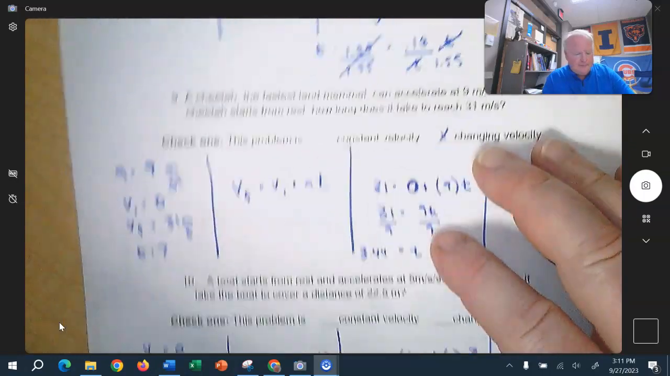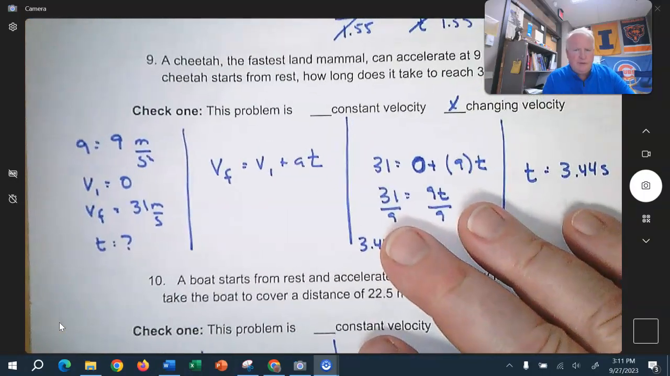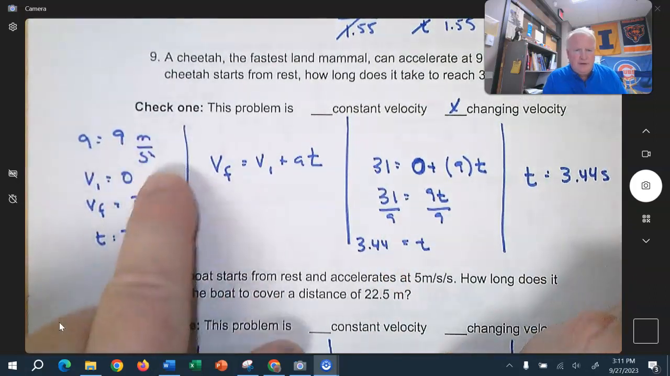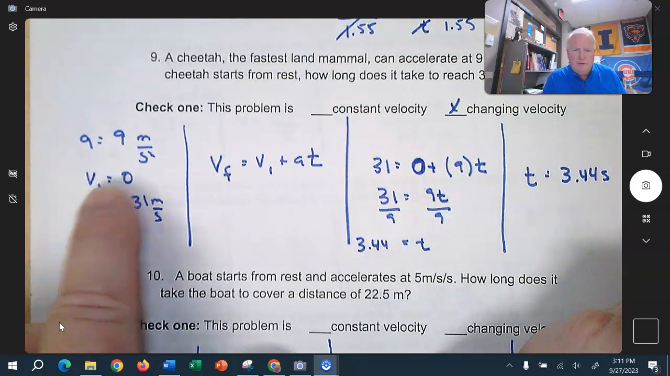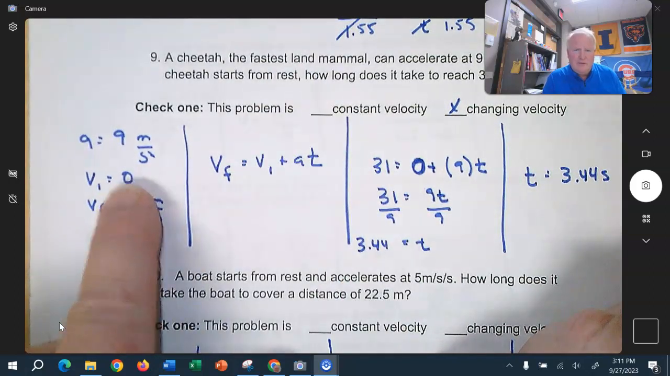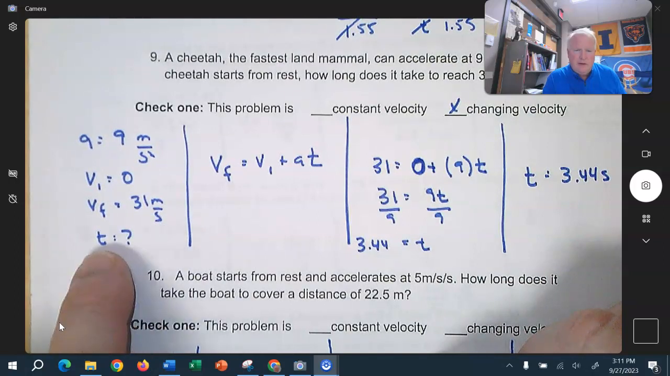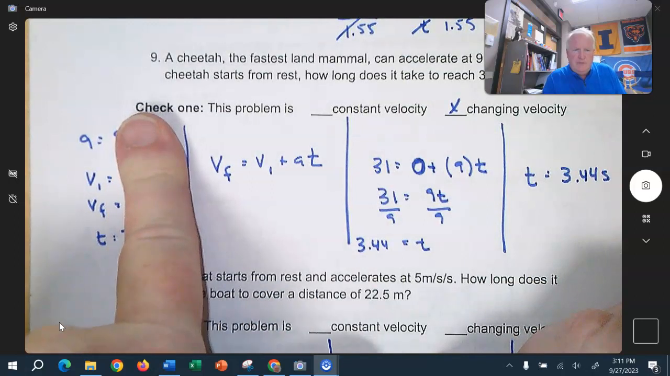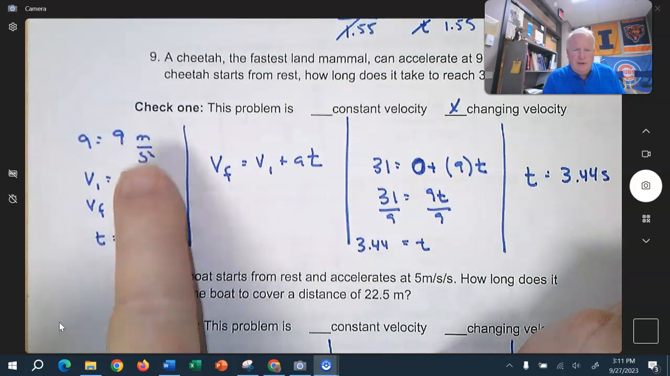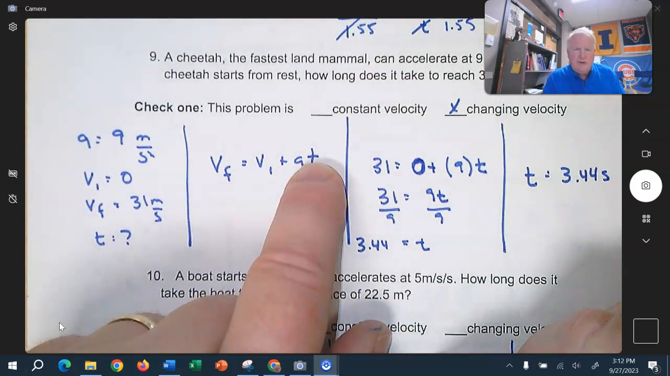All right, a cheetah is one of the favorite questions. I don't know who wrote this question, maybe 12 years ago. The cheetah, fastest animal, has an acceleration of 9 meters per second squared, starts from rest, so it has to be 0, going to be done at 31, and the time is unknown. Okay, put our finger right there, a, vf, vi, t, it's not 3, it's 4, it doesn't have distance, so it's probably this equation right here.